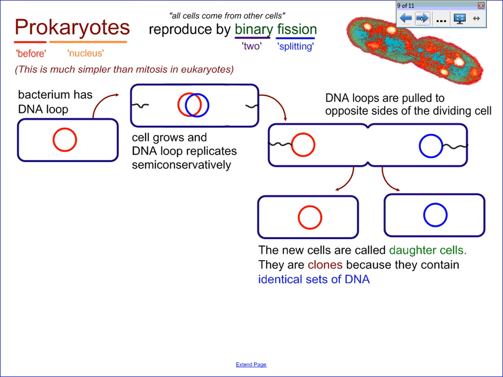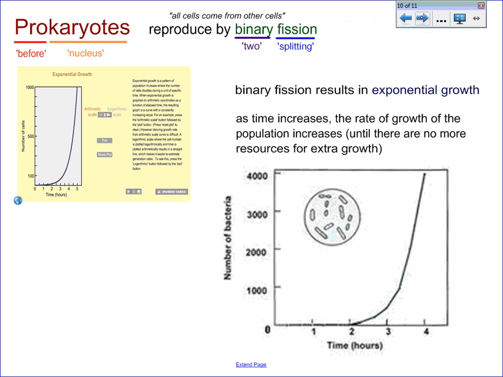Binary fission is a relatively straightforward and simple process that involves copying the DNA, moving it to opposite sides of the cell, and splitting the cell into 2 clones that are identical. This happens very quickly and often results in exponential growth, as seen in many bacterial colonies.